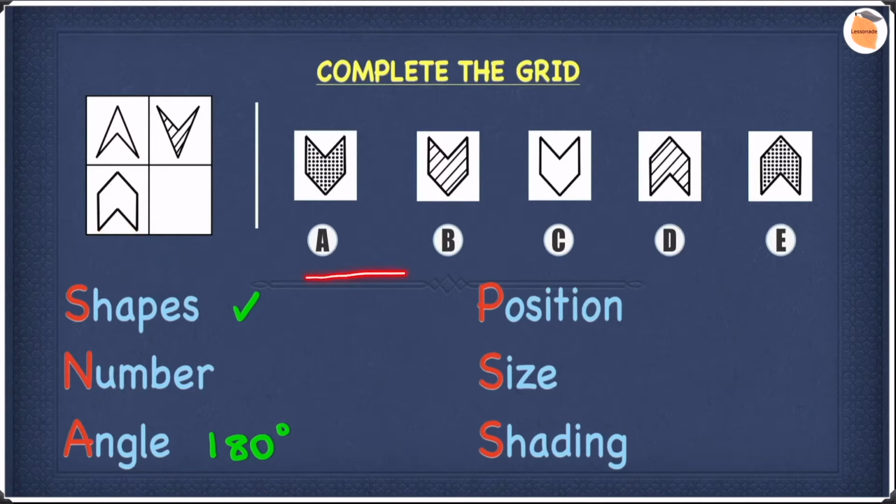So out of A, B, C, D, and E, let's cross off any of the options in which this shape has not been rotated 180 degrees. We can cross off D and E because they're not rotated at all. Let's move on to the next difference, which is the shading pattern. The shape on the left is left blank, but the shape on the right is hatched. So out of A, B, and C, which one of these patterns is hatched? It's obviously B. B has a hatched pattern, so that means B is our answer.